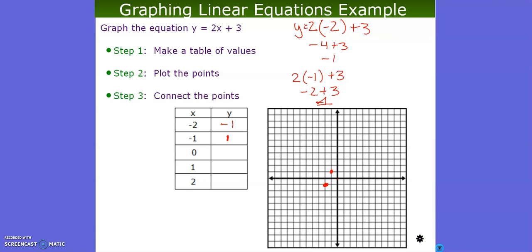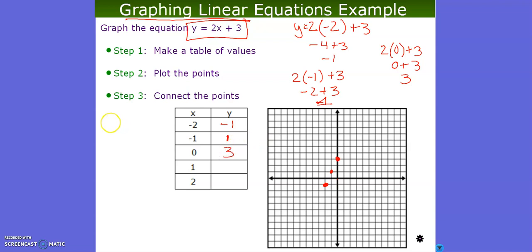Let's try 0. 2, plug in 0, plus 3. 2 times 0 is 0, plus 3 is 3. So 0 up 1, 2, 3. Keep in mind, you're graphing lines. Anytime you see an equation in this form, you should end up with a straight line.